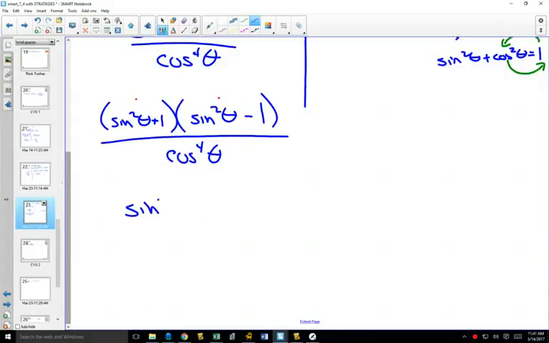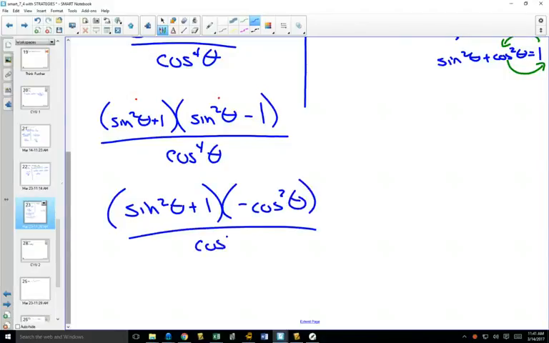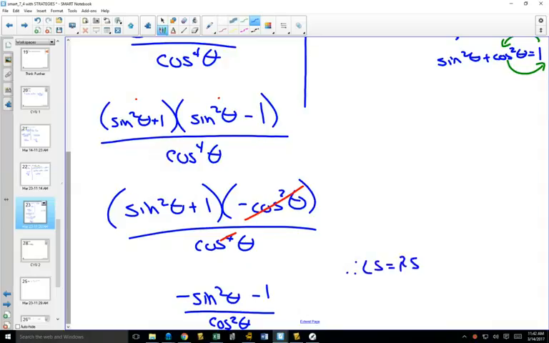So now I can rewrite this as sine squared theta plus 1, and this as negative cos squared theta over cos to the 4. This is a single factor. This is a single factor. These two are going to cancel out with 2 on the bottom. And we're just left with a negative 1 there. If you distribute that negative 1, you'll get negative sine squared minus 1 all over cos squared theta. And we'd be all finished.